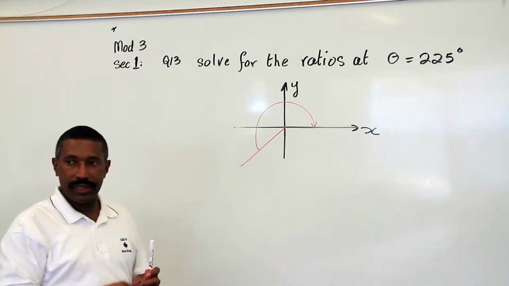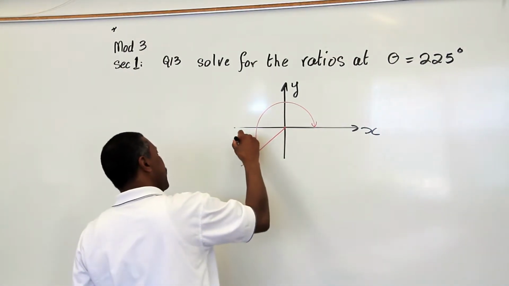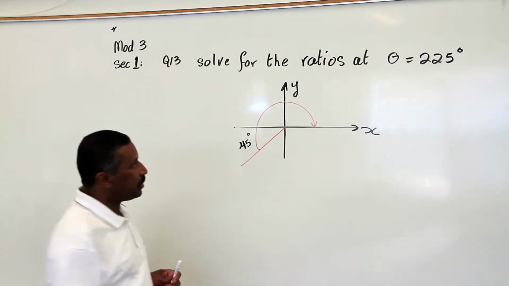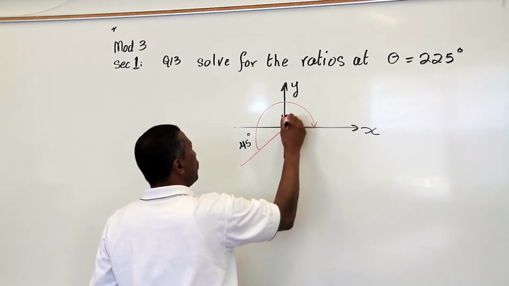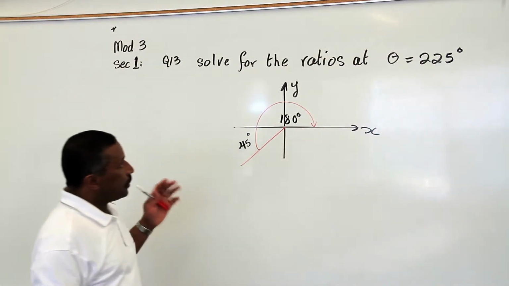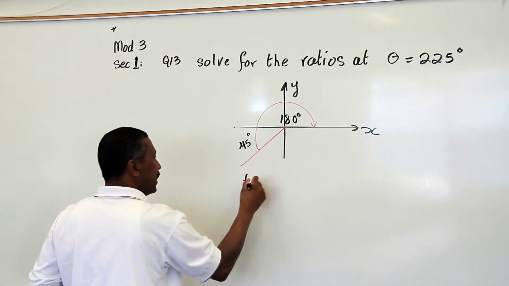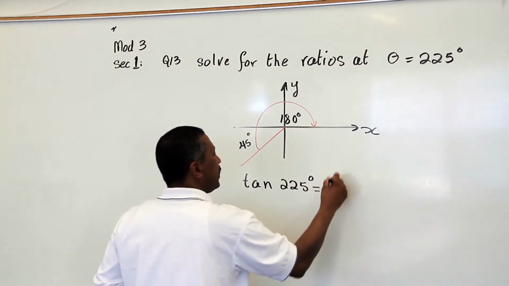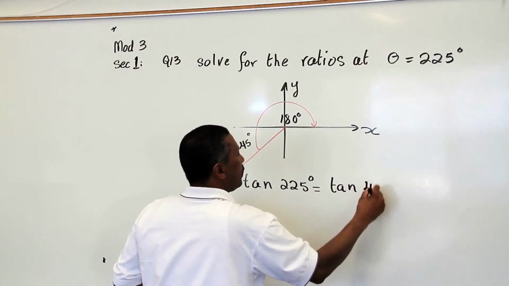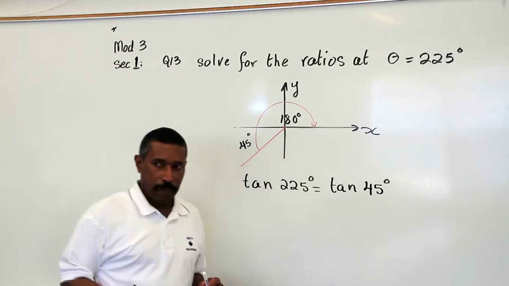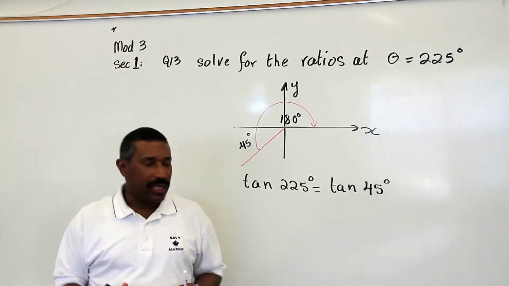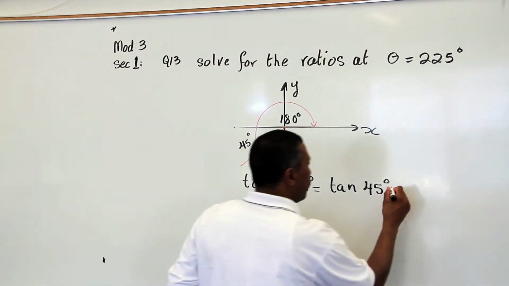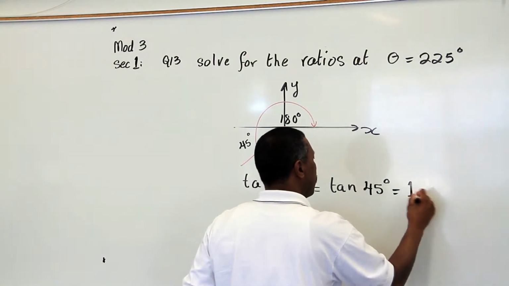rotated backwards to the 0 point, and this reference angle would be 45 degrees, because across this straight angle, we know that is 180. So what we're trying to say is that tangent of 225 degrees is the same as tangent 45 degrees. And by using your special angles, you should be able to tell without a calculator that tangent 45 is equal to 1.